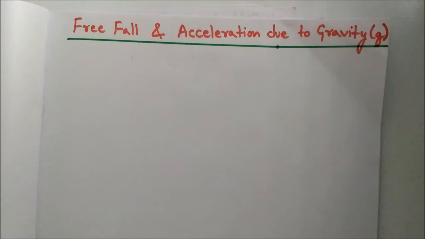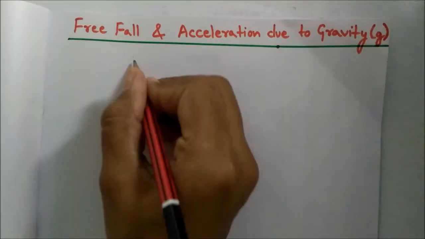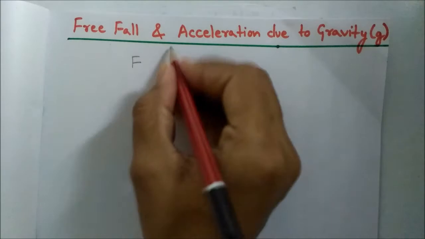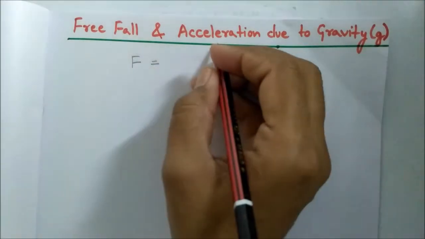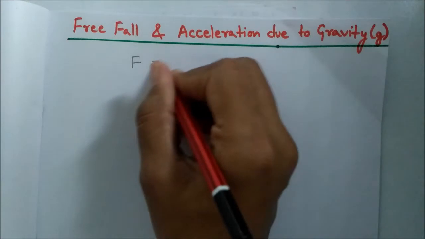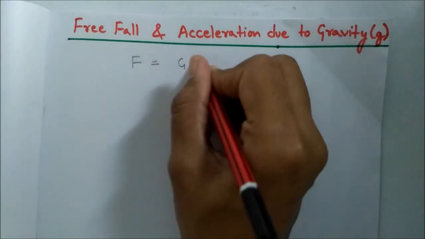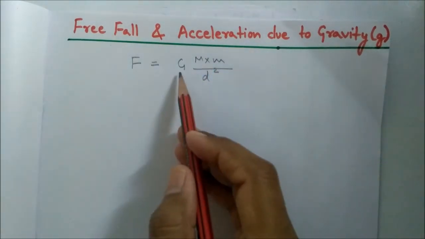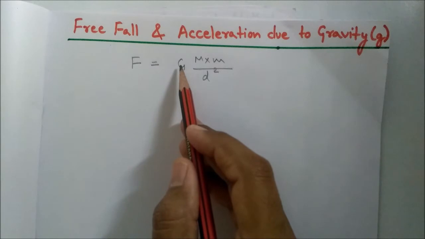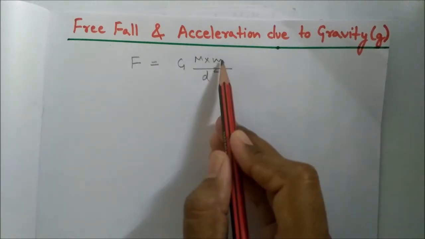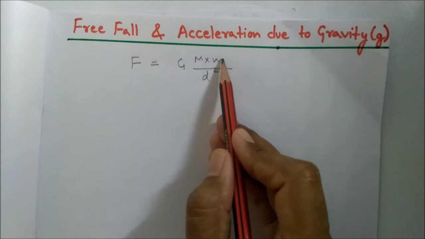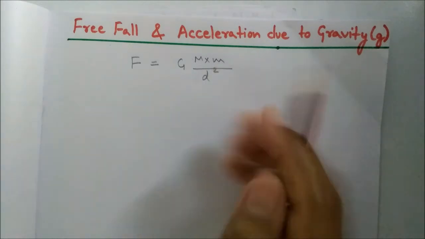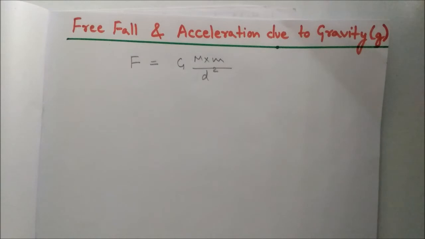Good morning, students. In our previous class, we studied the universal law of gravitation. There we derived the formula of force between any two objects placed anywhere in the entire universe. That was G M m divided by d squared, where G was the universal gravitational constant, capital M and small m were the masses of the two objects, and d was the distance between those two objects.